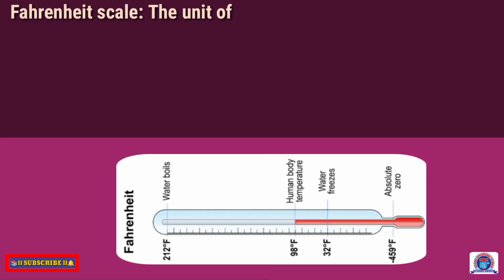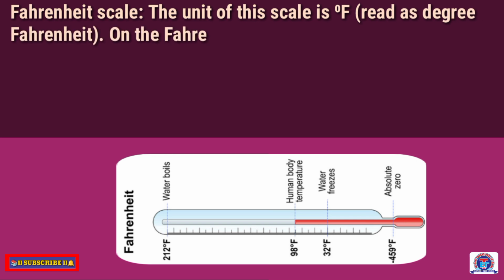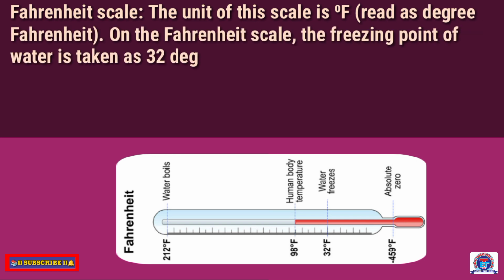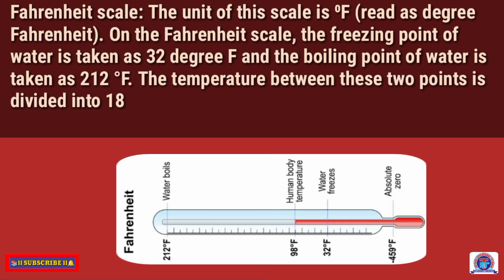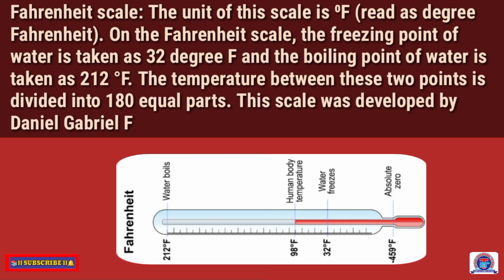Understand the Fahrenheit scale. The unit of the scale is degree Fahrenheit. On the Fahrenheit scale, the freezing point of water is taken as 32 degree Fahrenheit and the boiling point of water is taken as 212 degree Fahrenheit. The temperature between these 2 points is divided into 180 equal parts. This scale was developed by Daniel Gabriel Fahrenheit.